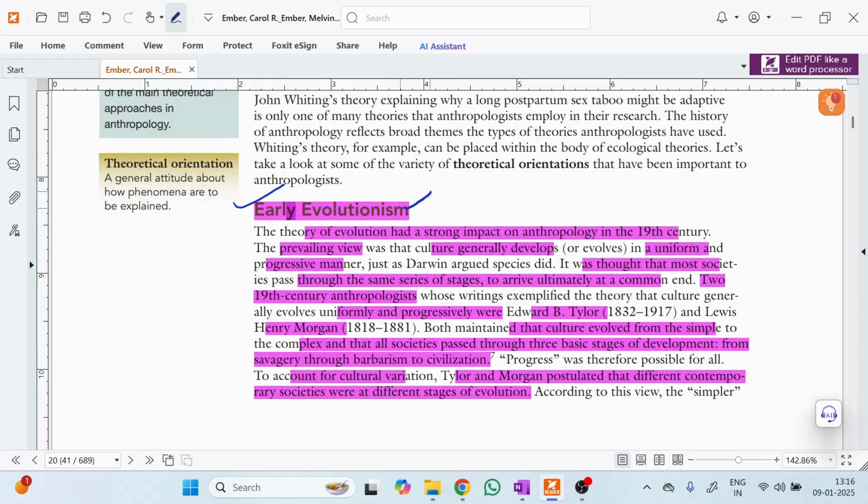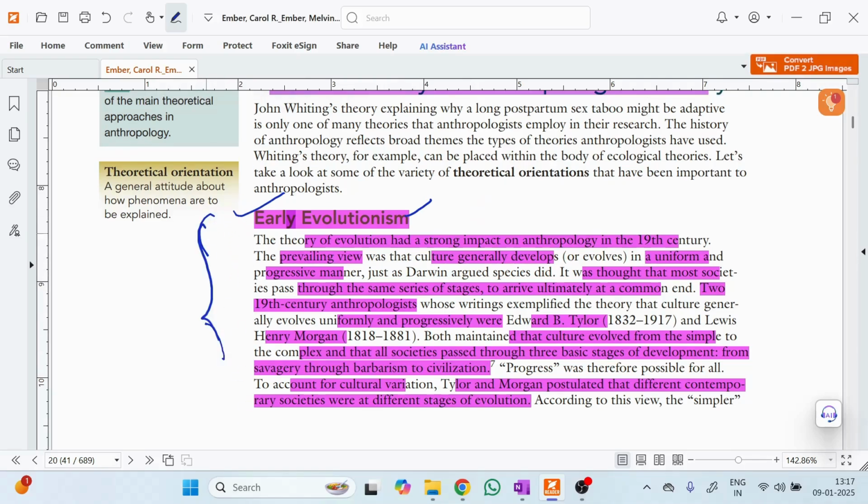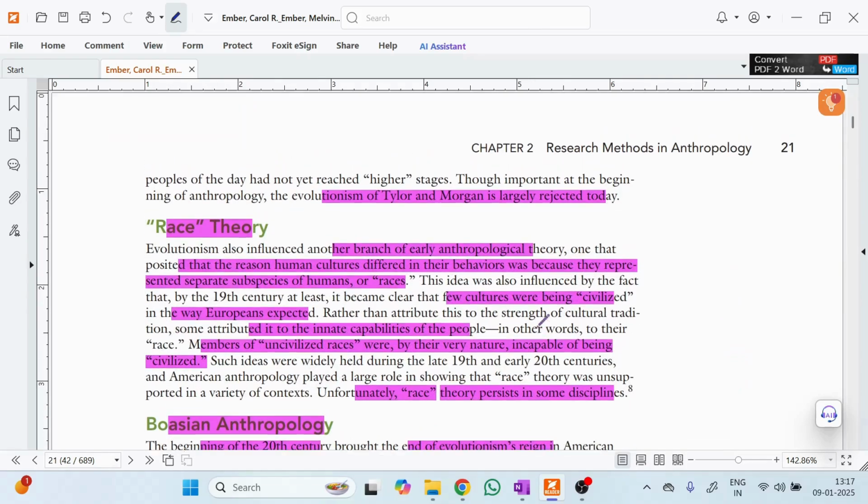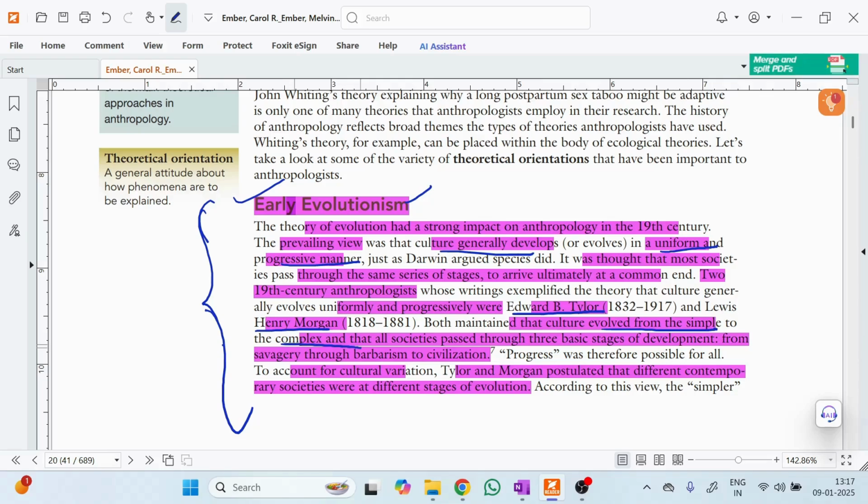The first one is early evolutionism. It was the earliest attempt at theorizing the explanation of culture, and the first such theory suggested that culture generally develops or evolves in a uniform and progressive manner. So its proponents such as E. B. Tylor and Henry Morgan maintained that culture evolved from simple to complex, and all societies had to pass through three basic stages, which are savagery, barbarism, and then civilization.